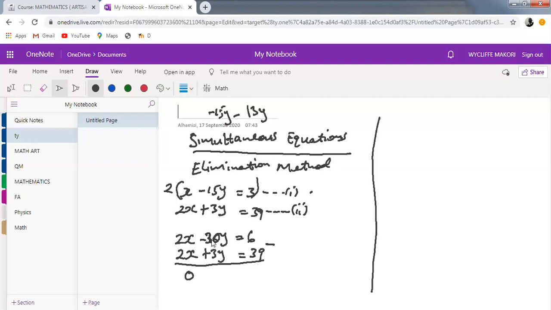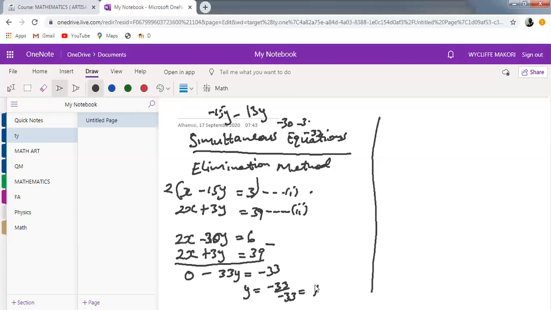But here, remember, it is negative 30y minus 3y. So if you have negative 30 minus 3, you are going to get negative 33. So negative 33y is equals to 6 minus 39, and 6 minus 39 is going to be negative 33. But note here there is a y. So we are going to have y is equals to negative 33 over negative 33, which is equal to positive 1. So that is very important.